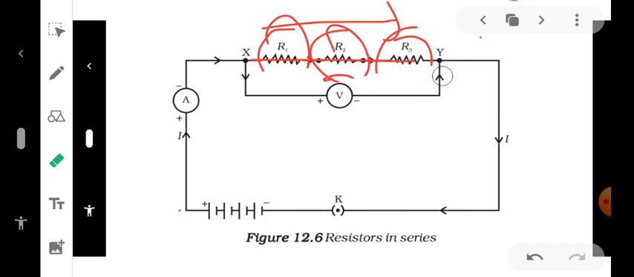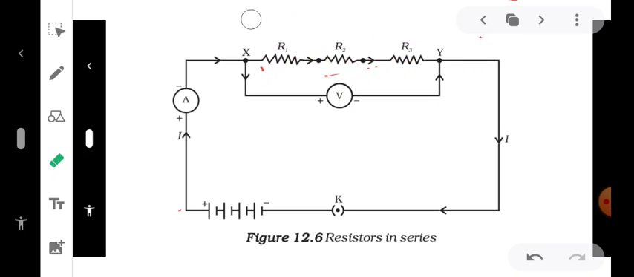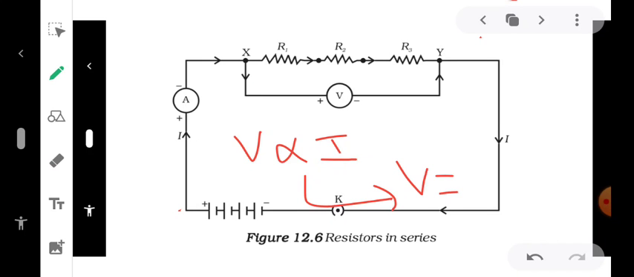What is Ohm's law? At a constant temperature, voltage is directly proportional to current. From this relation, we got Ohm's law formula, which is V is equal to I into R, where R is resistance, V is voltage, I is current.